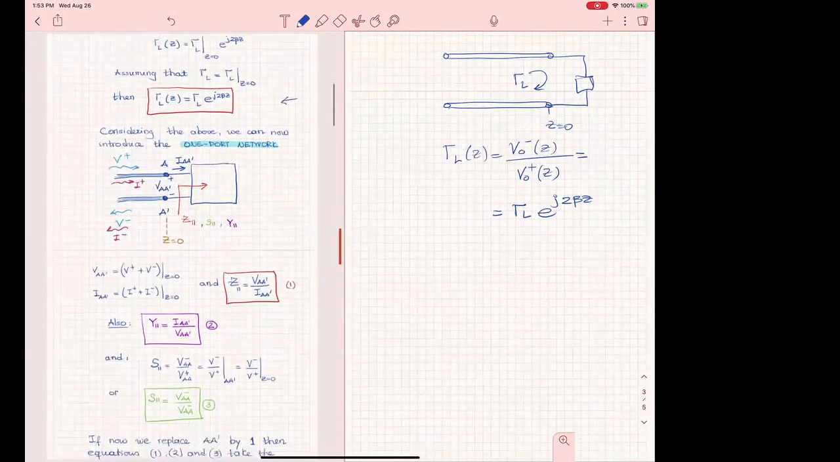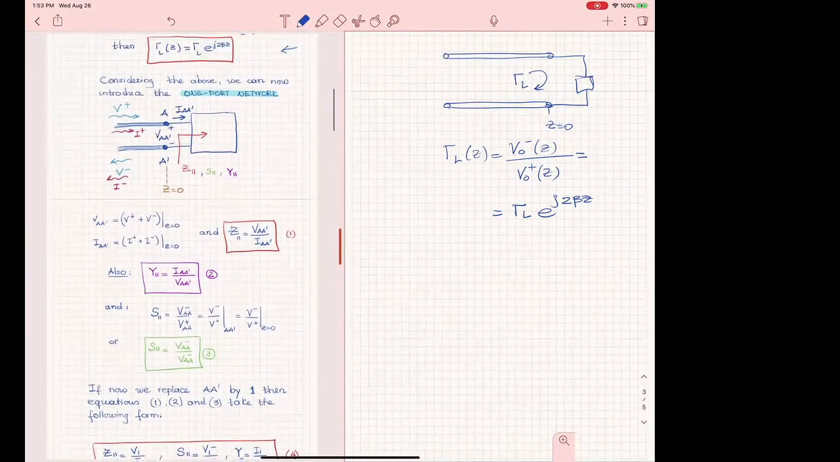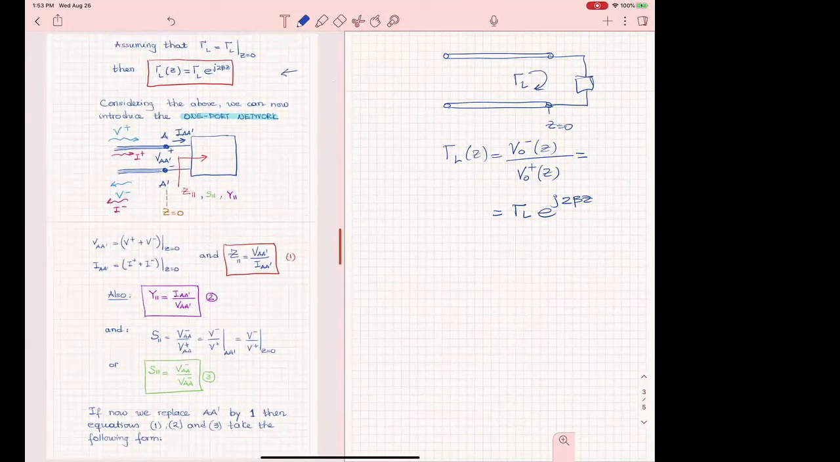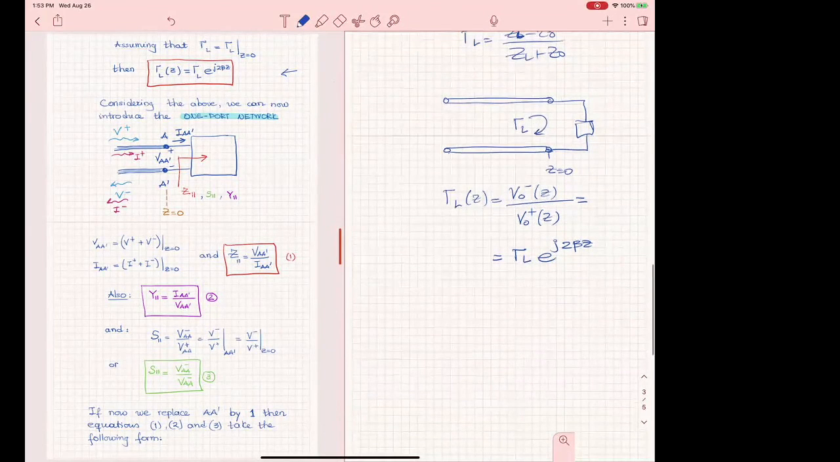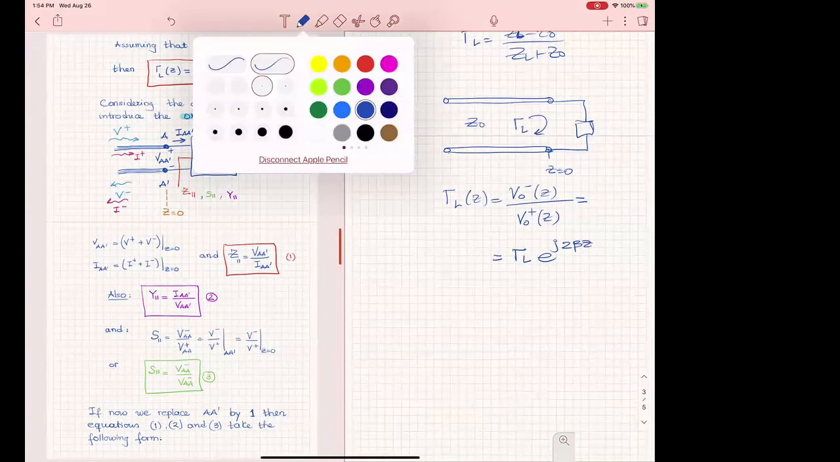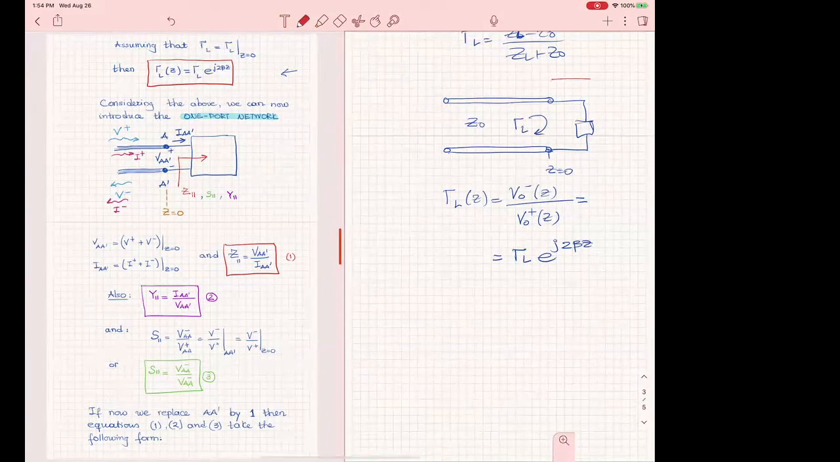All right, so now let us try to define some important parameters for one port. Okay, let's take this line. You see this line that I have here, and let us assume this is Z naught. All right, let us assume that this part here at the end is one port. That's your load. But I characterize that as a one port network. Okay?